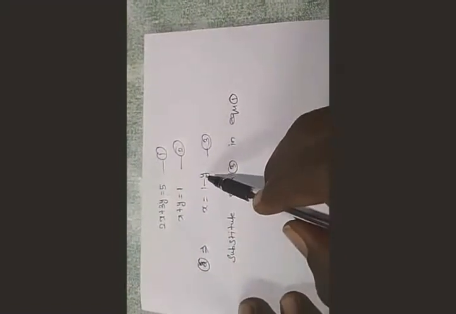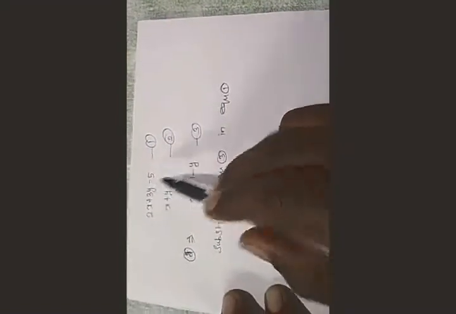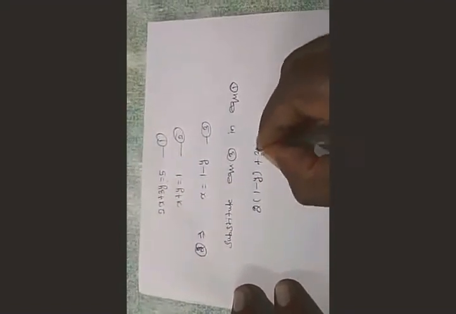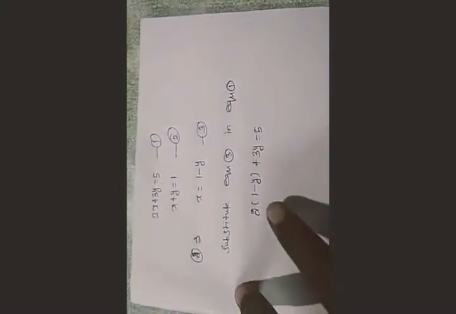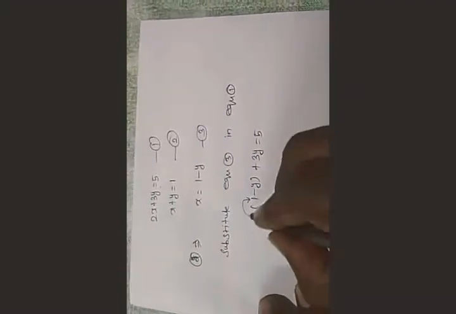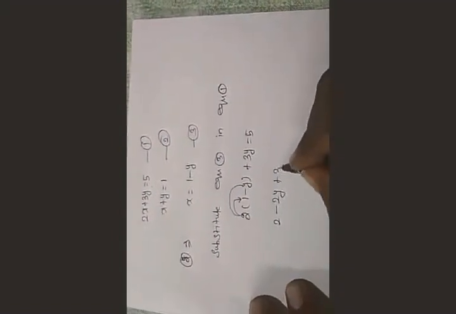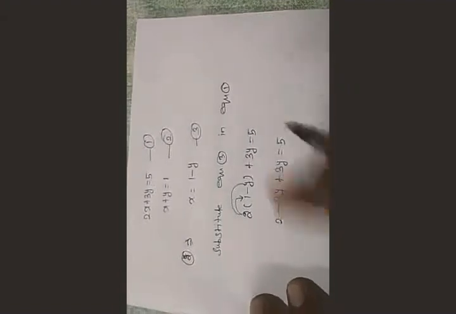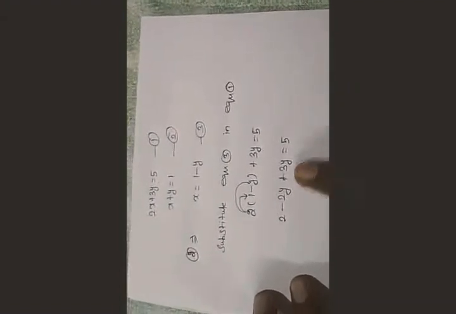That is step number 2: substitute in the other equation, the first equation. Now substitute the x value: 2 times (1 minus y) plus 3y is equal to 5. So x is replaced by 1 minus y. Now 2 multiplied by 1 is 2, and 2 multiplied by minus y is minus 2y. So 2 minus 2y plus 3y is equal to 5.